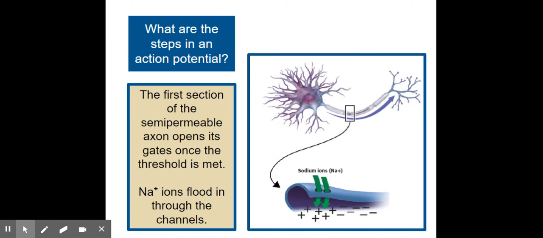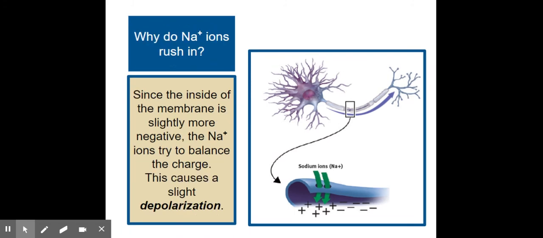All right, and it will travel from the soma, or the cell body, all the way down to the dendrites. All right, so what about a sodium? All right, why do the sodium ions rush in? All right, so the sodium ions are trying to balance out the charge. All right, so they rush in because what we have is an imbalance here, folks.